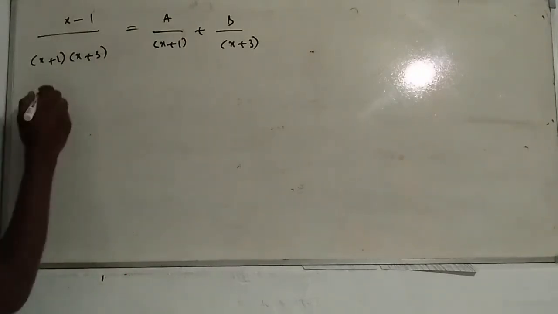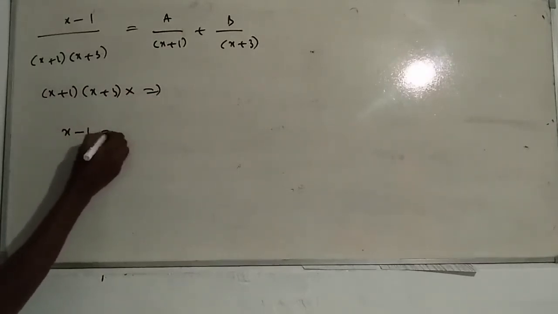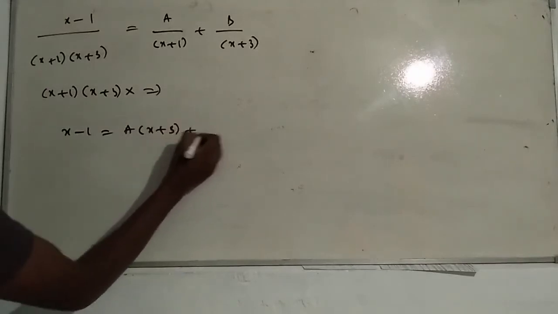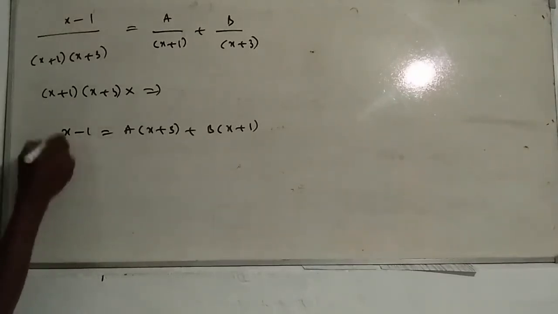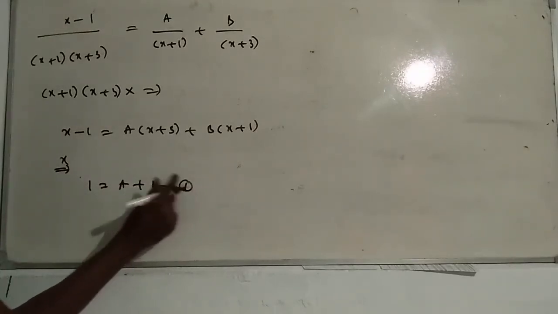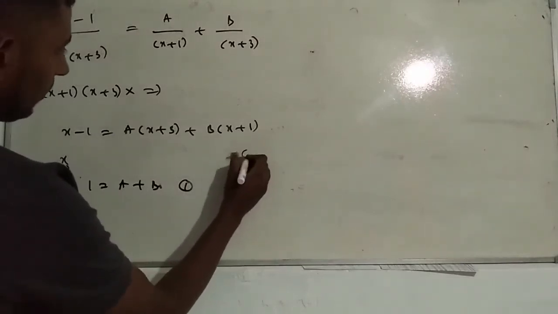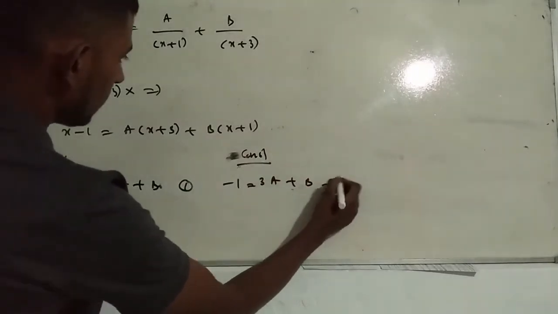Now we have to find a and b. For that I multiply by x plus 1 and x plus 3, like this. Then x minus 1 is equal to a times x plus 3 plus b times x plus 1. Now we can substitute values, or by considering the coefficients of equal degree terms, we can find a and b. I consider the degree 1 terms. Here the coefficient of x is 1, and on the right a plus b. This is my first equation. By considering the constants, we can write minus 1 is equal to 3a plus b. This is my second equation.